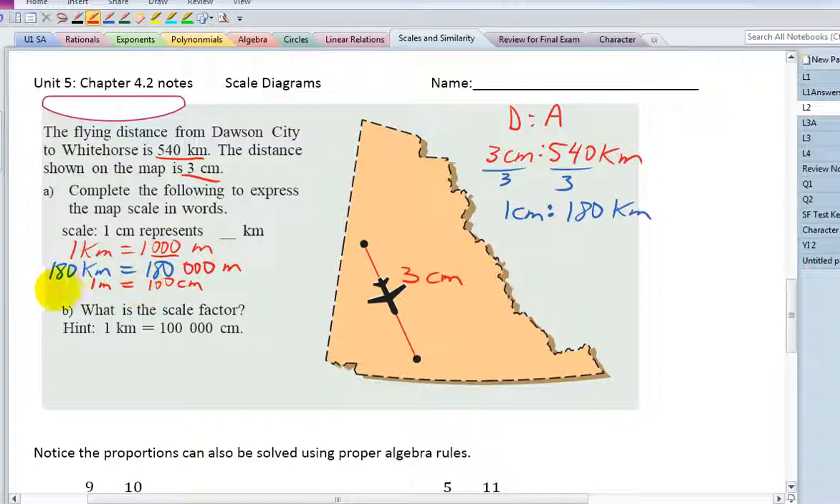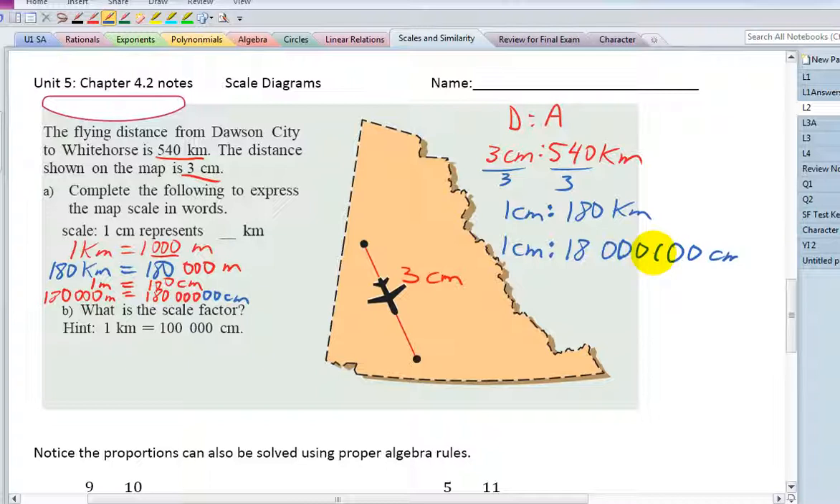100. So if we have 180,000 meters, how many centimeters is that? Times it by 100. Yep, times it by 100. So you're going to have to put down 2 more zeros. Okay. So we can say 1 centimeter on the map represents 18 million centimeters of the actual object.